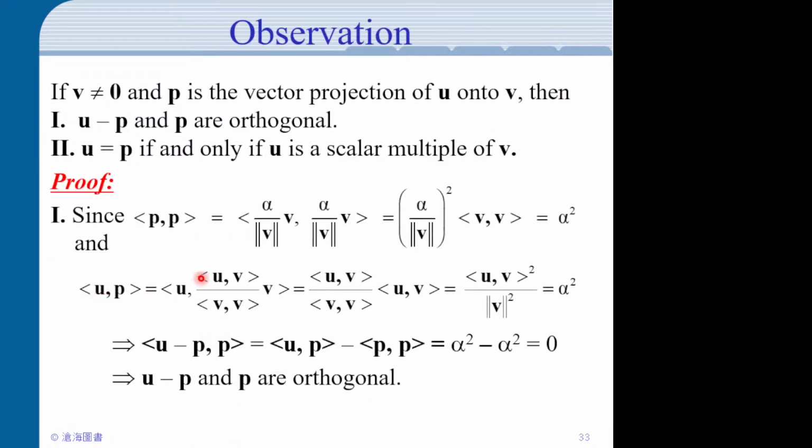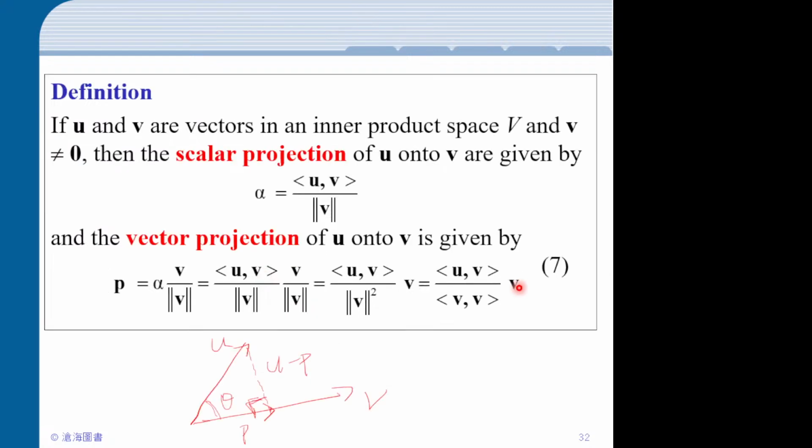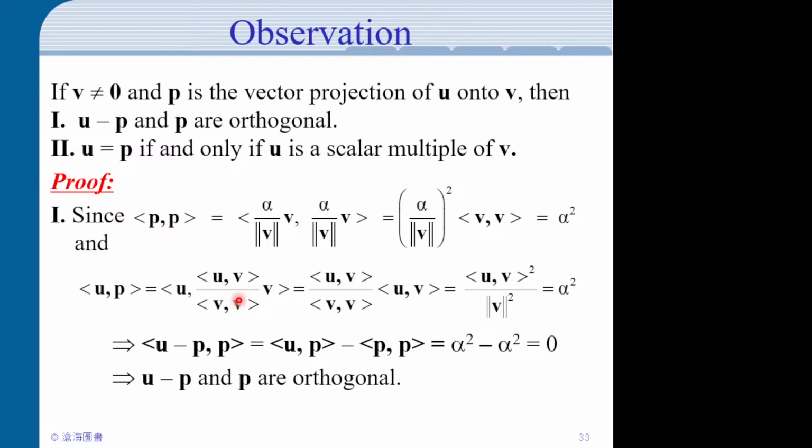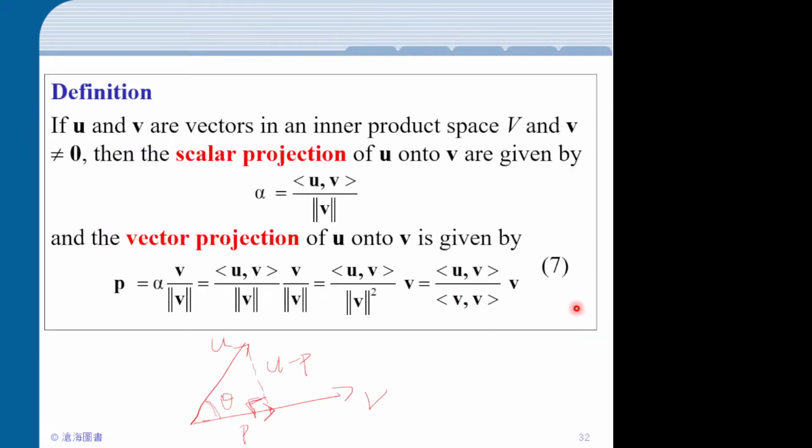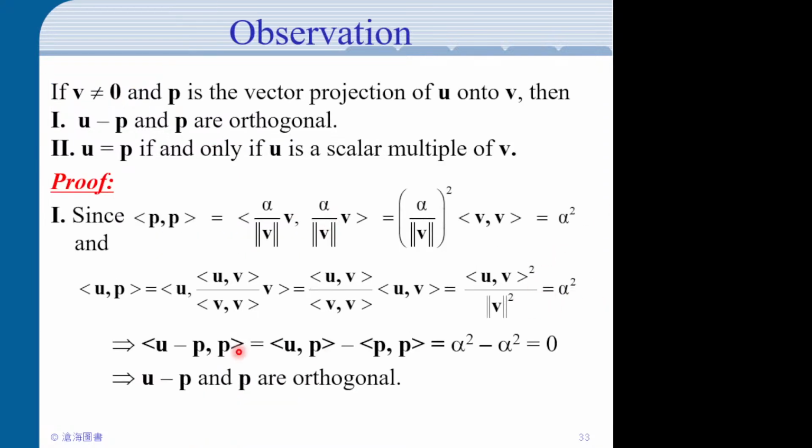So the inner product between u and p, once again we write out p in this form: the inner product of u and v, divided by the inner product of v and v, times v. So the inner product of u and v is a scalar, and then the inner product with v gives another u, v inner product. So this is the inner product of u and v squared divided by the norm of v squared, and that's alpha squared, because alpha is the inner product of u and v divided by the norm of v. So you see that this checks out: the inner product of u minus p with p equals 0, and that means they are orthogonal.